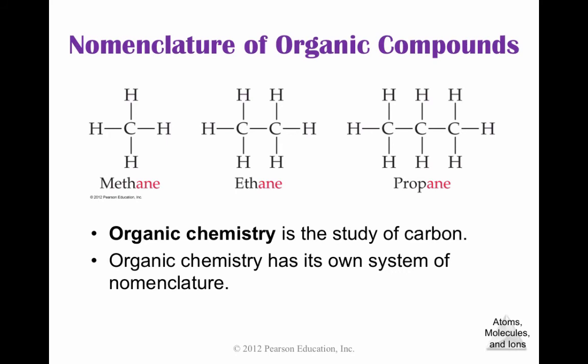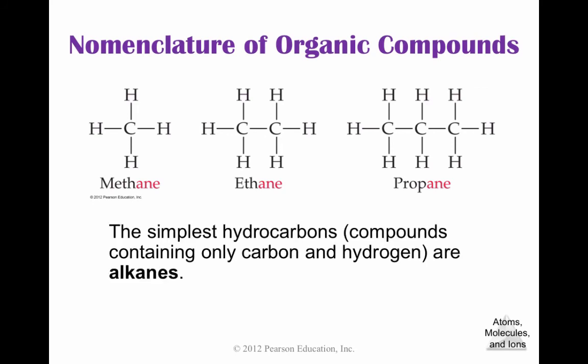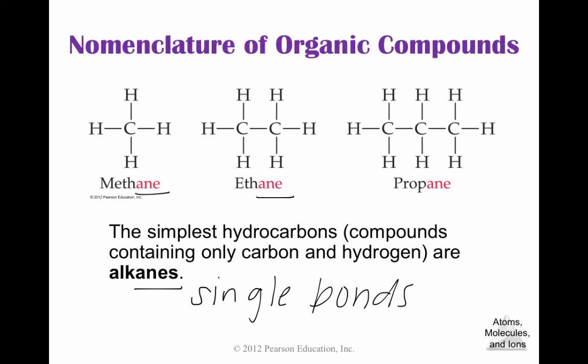Organic chemistry, though, has its own system of nomenclature. We are only looking at simple hydrocarbons right now. We are not going to get into the overcomplicated organic chemistry until the very end of the school year. The simplest hydrocarbons are what are called alkanes. Alkanes mean single bonds. So notice each of these up here end in ane. That's because they're made of single bonds.